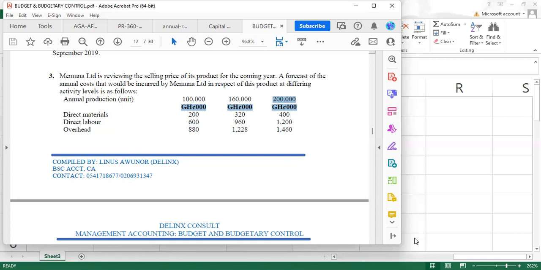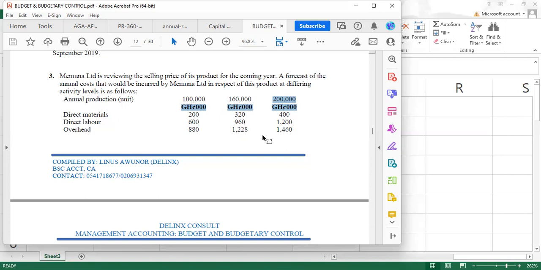Have you performed the test to see whether there is a fixed element or they are all variable elements? After getting the cost per unit, use the cost per unit to multiply all the activity levels and see whether you get the actual figure there. If you get the actual figure, it means that particular cost is purely variable. Are you okay?